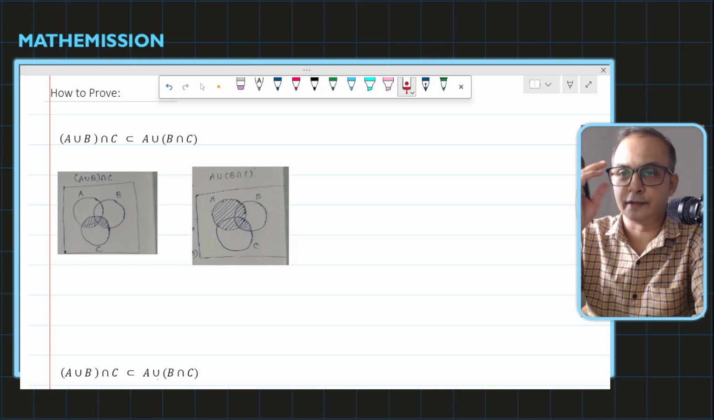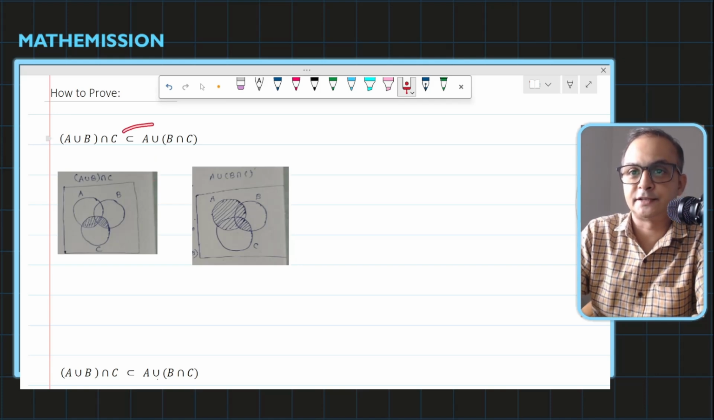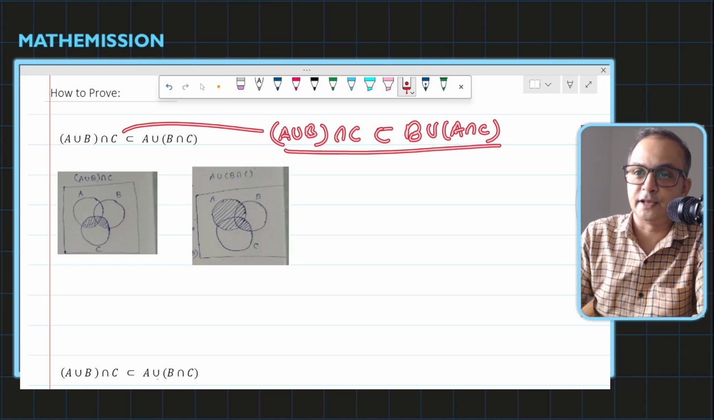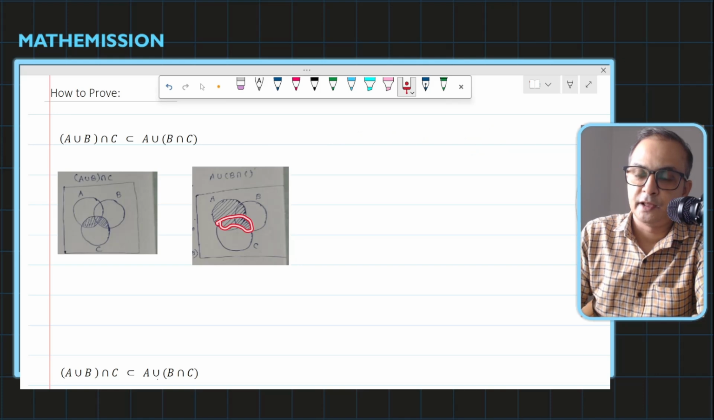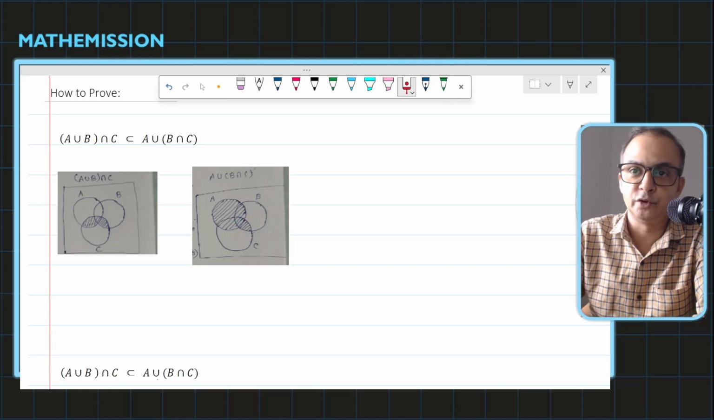But you also notice one thing: if I replace this A with B, it is also valid, and this B with A. So I can say that this statement is also true for A union B intersection C is a subset of B union A intersection C. It is valid actually. Why? Because you see that the same thing is also B in this statement. If I say B union A intersection C, so this will be again the subset of that B union A intersection C.